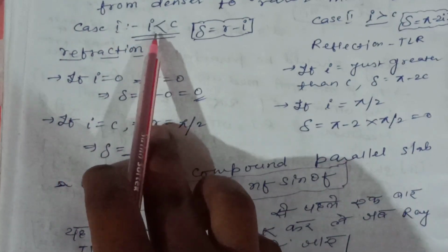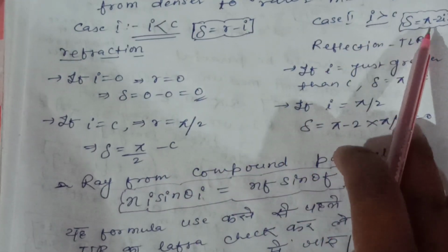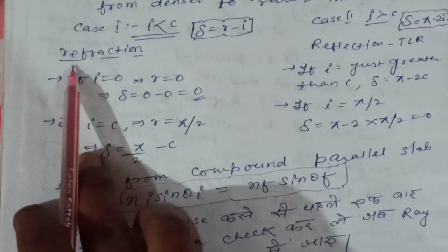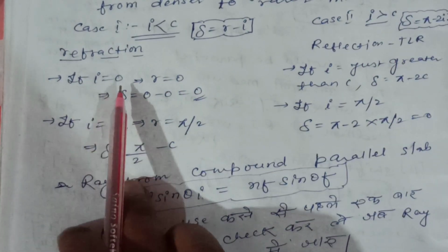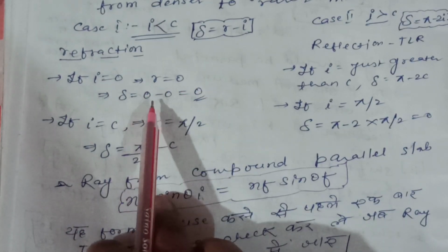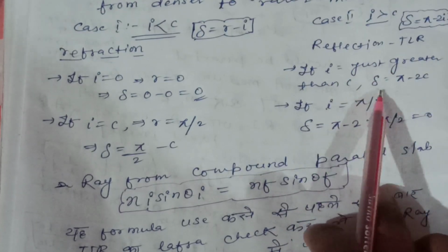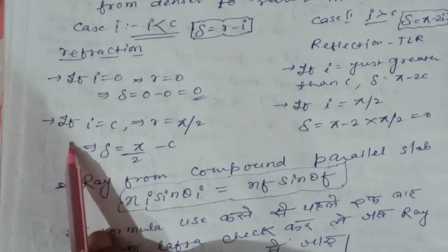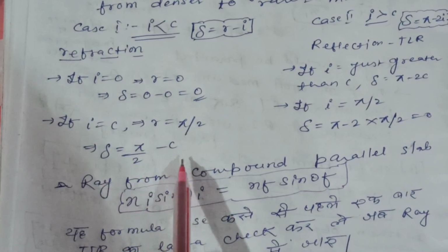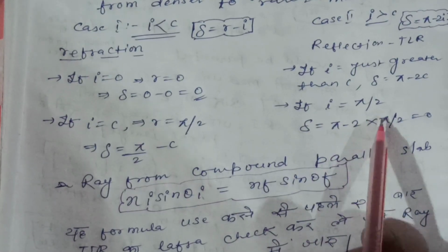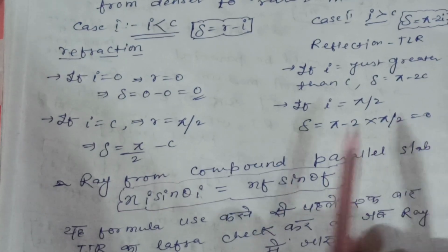Case 1: C is greater than i, tau is equal to r minus i. i greater than C, tau is equal to pi minus 2i. Refraction minus TIR: if i is equal to 0, r is equal to 0, tau is equal to 0. Then i is just greater than C, and tau is equal to pi minus 2C. If i is equal to C, r is equal to pi upon 2, tau is equal to pi upon 2 minus C. If i is equal to pi upon 2, tau is equal to pi minus 2 into pi upon 2 is equal to 0.